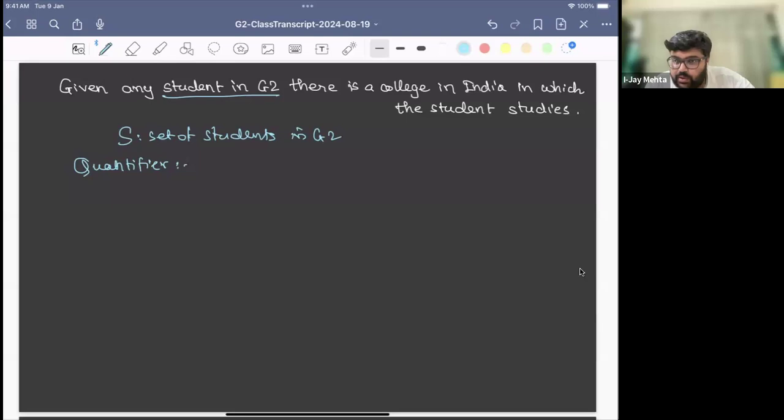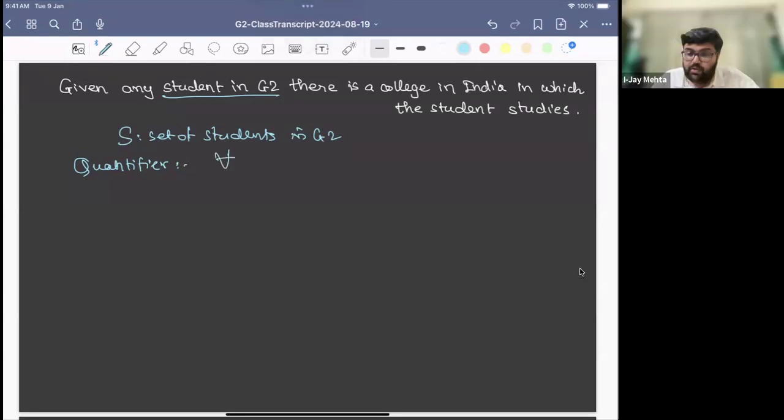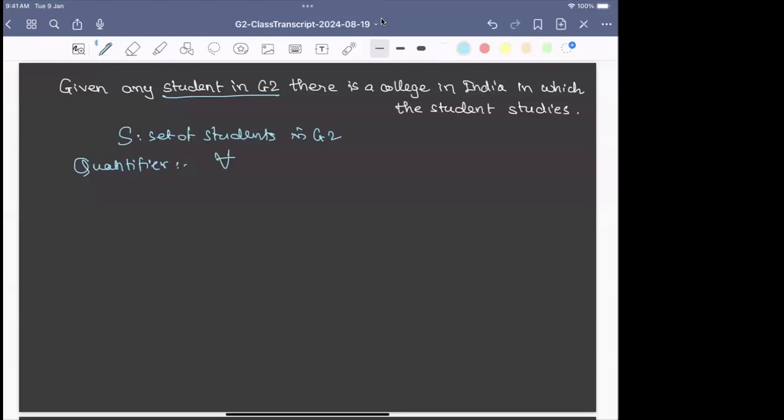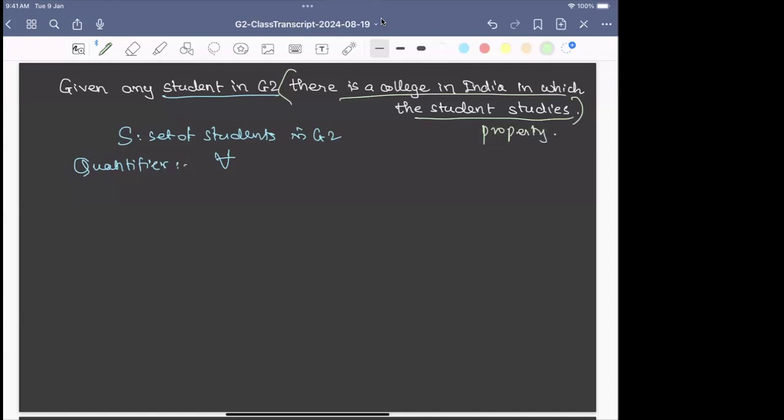Okay, room number 4, Swati. What is the quantifier? For all. Okay, given any, so universal quantifier. And what is the property? Room number 3, Heath. There is a college in India in which the student studies. This entire thing is the property. So how do I write it in terms of quantifiers now? Heath.